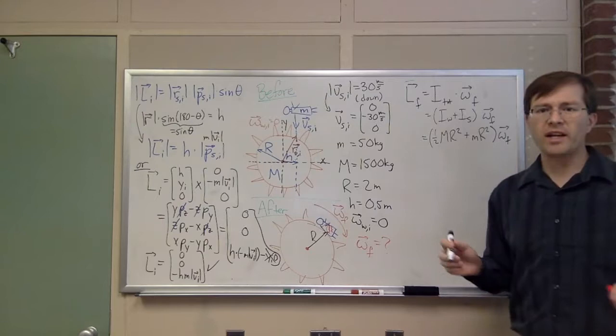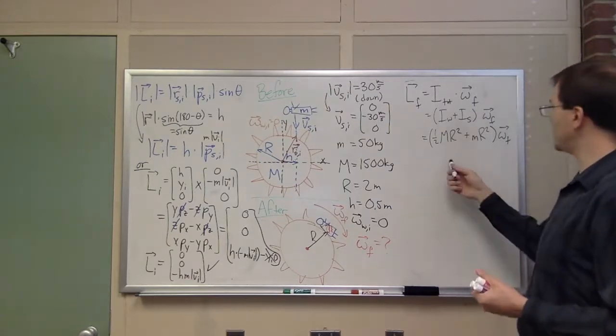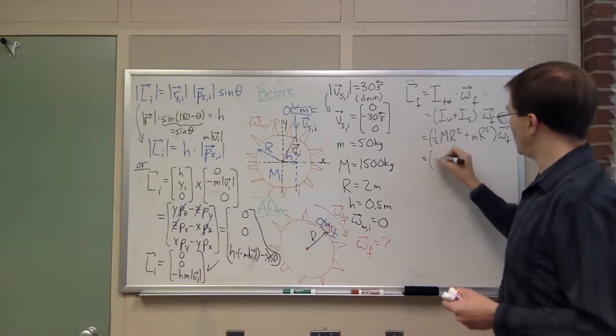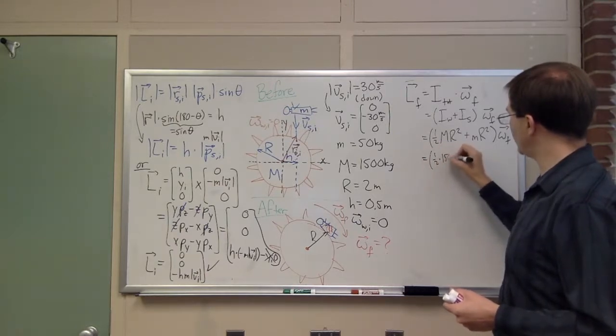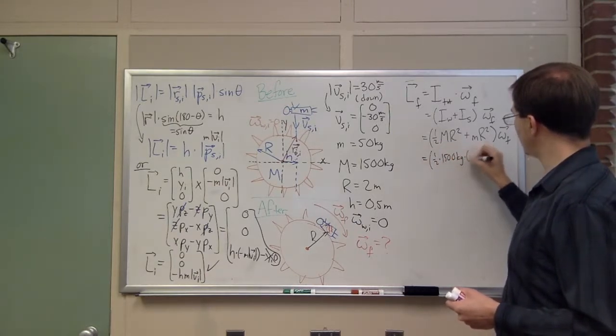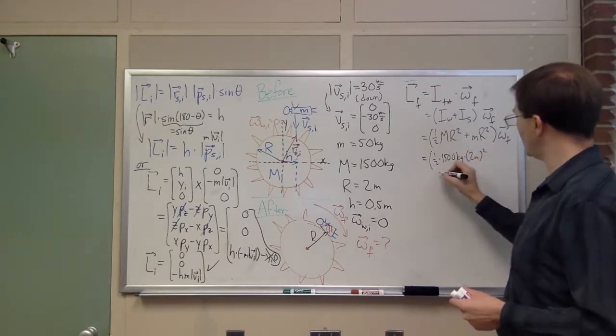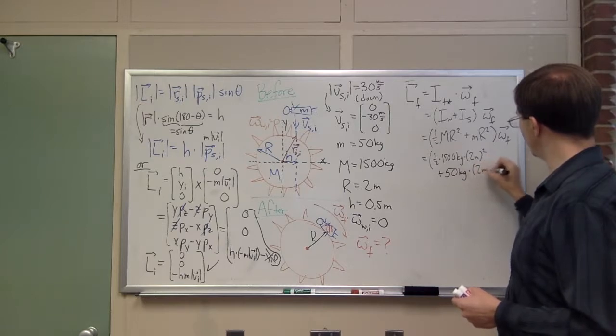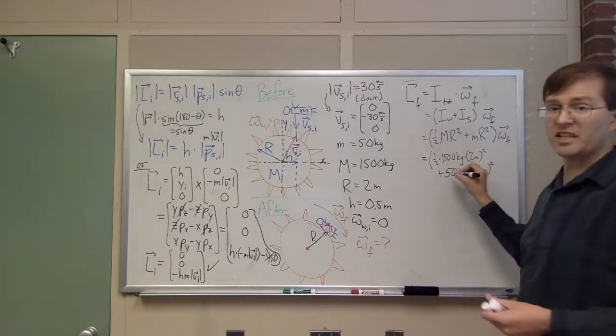And so this is the point where I can just plug some stuff in. I can go in here and say that this is equal to 1/2 times 1,500 kilograms times 2 meters quantity squared plus 50 kilograms times 2 meters squared. The 50 is not going to be all that important.